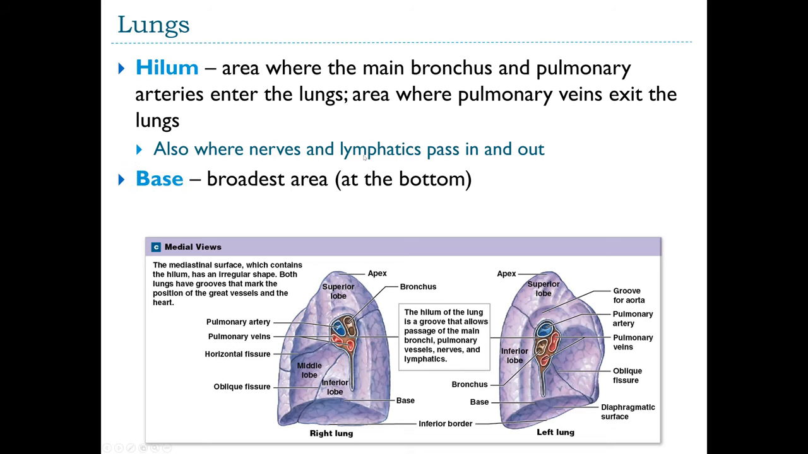The base of the lung is the broadest area, and in this case, it is at the bottom, unlike the base of the heart, which was at the top. And the apex is the pointy, most narrow area, and in this case, it is at the top.